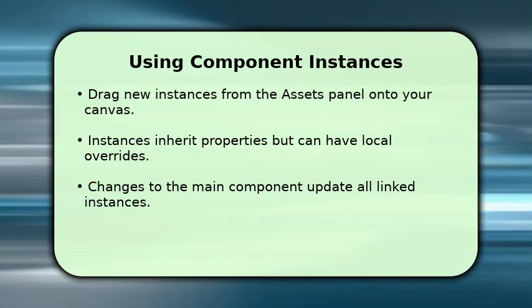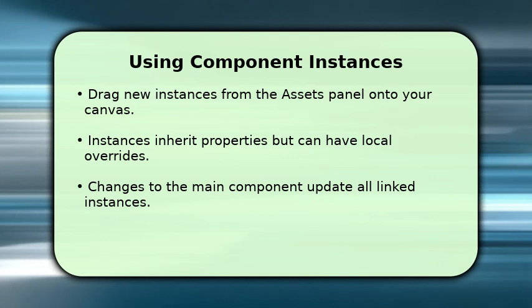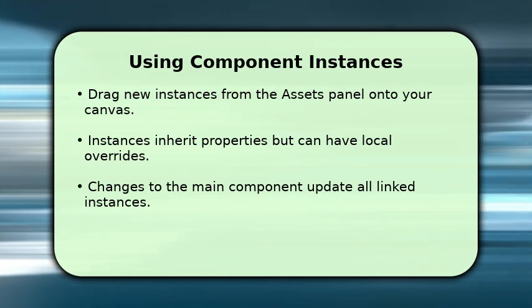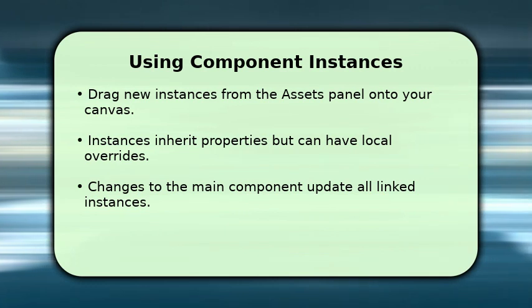Now that you have a main component, you can create instances. Simply drag copies of your main component from the Assets panel onto your design canvas. These are called instances. Instances automatically inherit all properties from their main component. You can make local changes to an instance, like altering its text or color, without affecting the main component. However, any updates to the main component will propagate to all instances, except for those locally overridden properties.